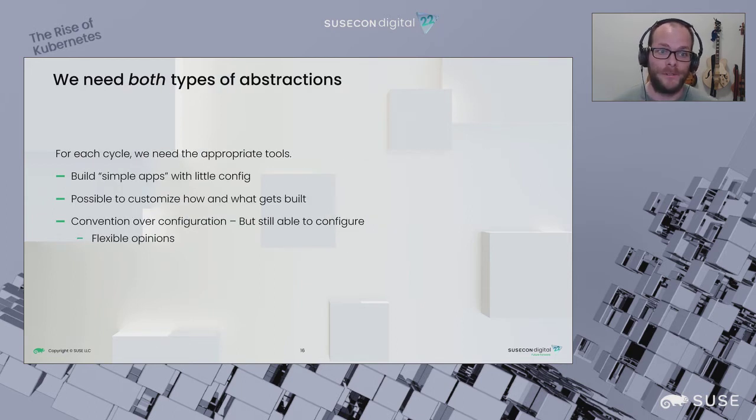But we need both types of abstractions. There are trade-offs to either, and so they're going to be appropriate in different places for different teams, depending on what you're wanting to do. If you're building simple apps with little configuration, you really probably want to look at a PaaS. With the tooling, you want to see how possible it is to customize and what actually comes out of the tool. You're probably concerned with convention over configuration, or maybe you want to go the other way, right? So you want to have these flexible opinions.